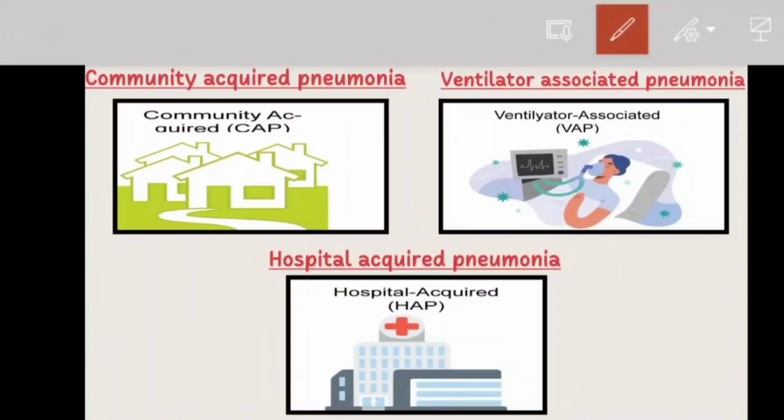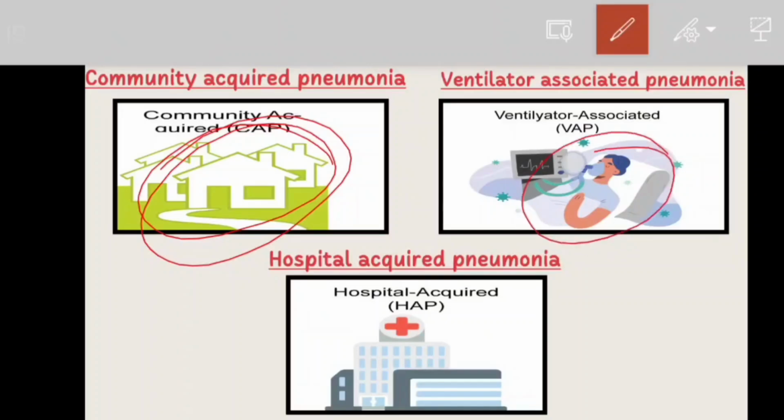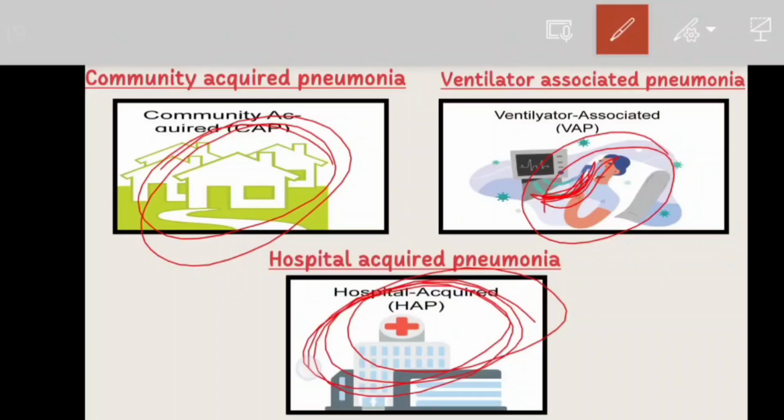Okay, so this is community acquired pneumonia, where you can see a person becomes sick outside the hospital. And this is ventilator associated pneumonia. This patient is connected to the ventilator, and the tube inside the airway develops a layer of bacteria called biofilm. Because the patient cannot cough effectively, the bacteria enter the lungs and produce pneumonia. And this is hospital acquired pneumonia. Here the patient is already admitted to the hospital for another illness.